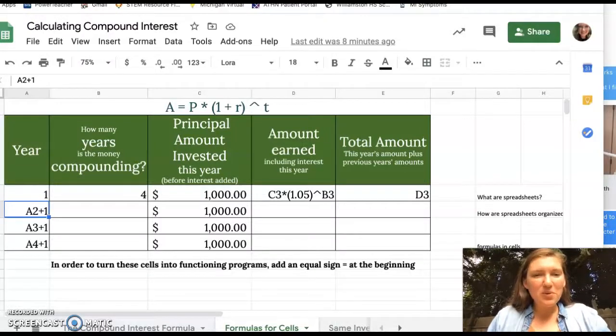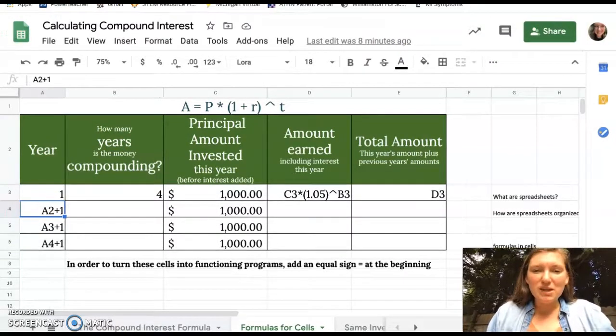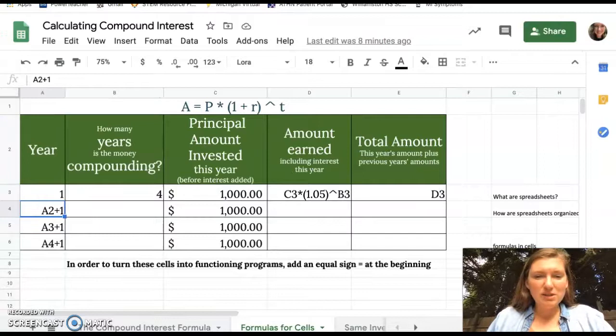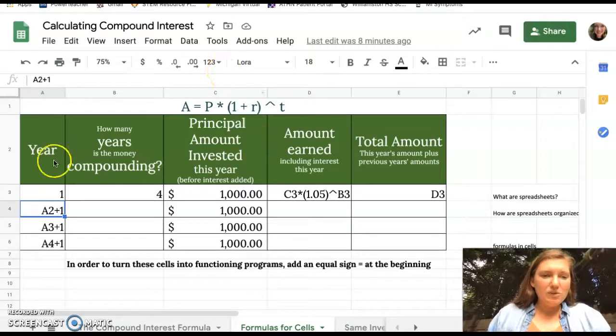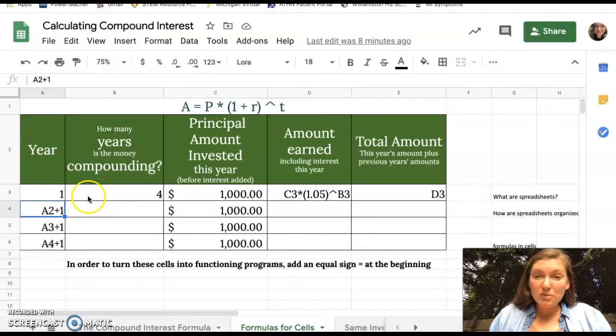Okay, so now that we know what the formula for doing compound interest is, let's work with it in a spreadsheet. Spreadsheets are awesome because they keep everything organized. They keep it so that you don't have to do the math every time in every cell. You can say, this is what math I want done in the cell, and it does it. So that comes in really handy when we are compounding, or when we're seeing this interest formula happening over the course of a bunch of years.